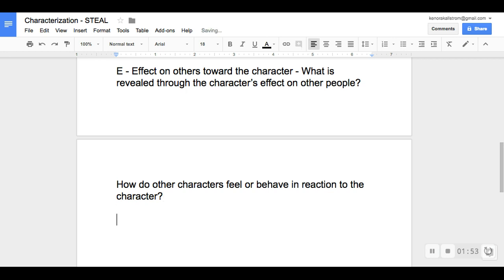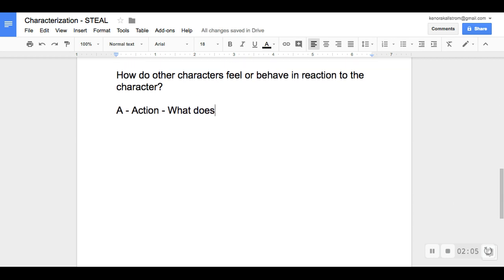So the next one in our acronym is A. The A stands for action. What does the character do? How does the character behave? This one is directly linked back to the E in STEAL, but what types of actions do they have?